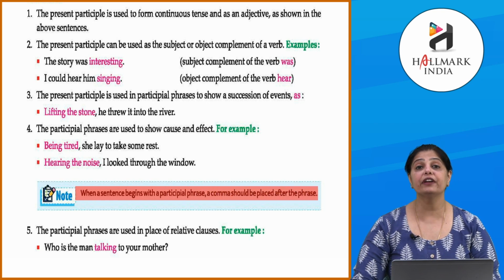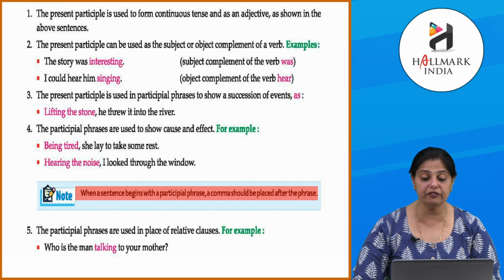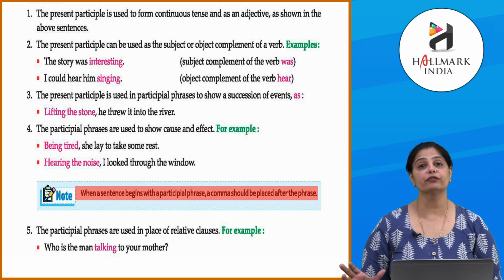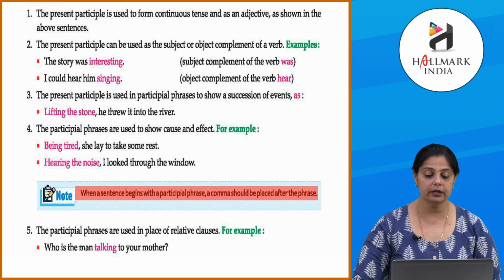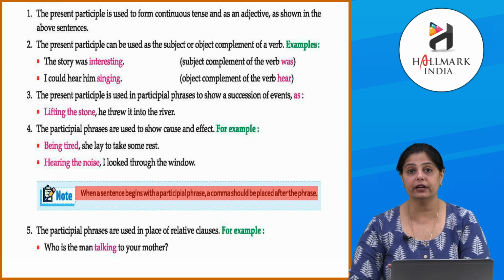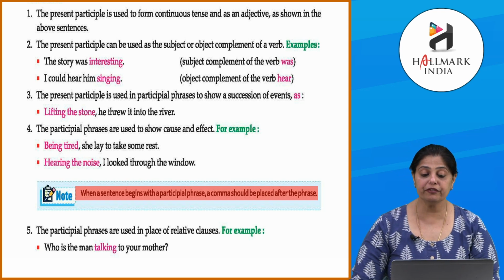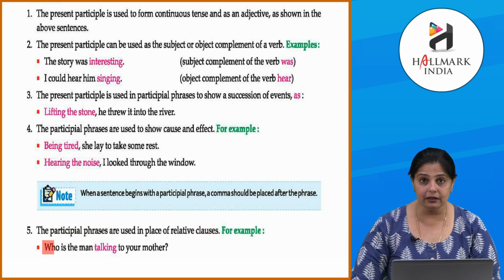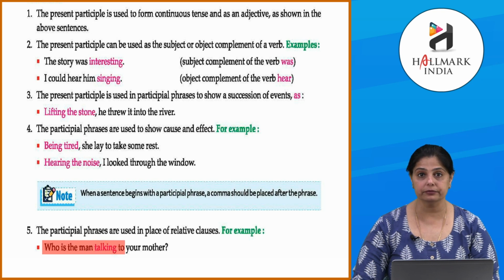तो जब भी phrases use होते, which are the participial phrases, तो उसके बाद हमेशा comma लगाना है. So that means you are separating it from the rest of the sentences, okay, to show the succession of the event. The participle phrases are used in place of relative clauses. For example, who is the man talking to your mother?